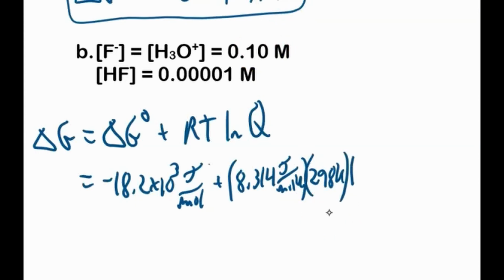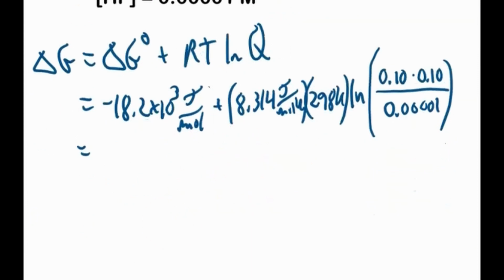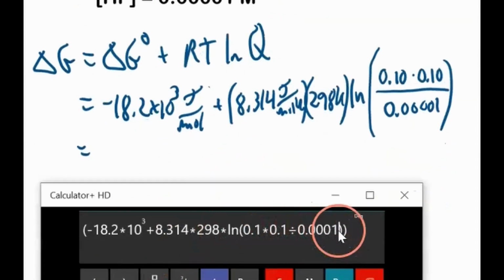Now Q is going to be products over reactants. These are almost the same numbers, but slightly different. Ln of 0.10 times 0.10 divided by 0.00001. There are 4 zeros. How many were last time? 3. Okay, so we'll plug that in. I wonder if I can just redo this and add another 0. Everything else is the same.